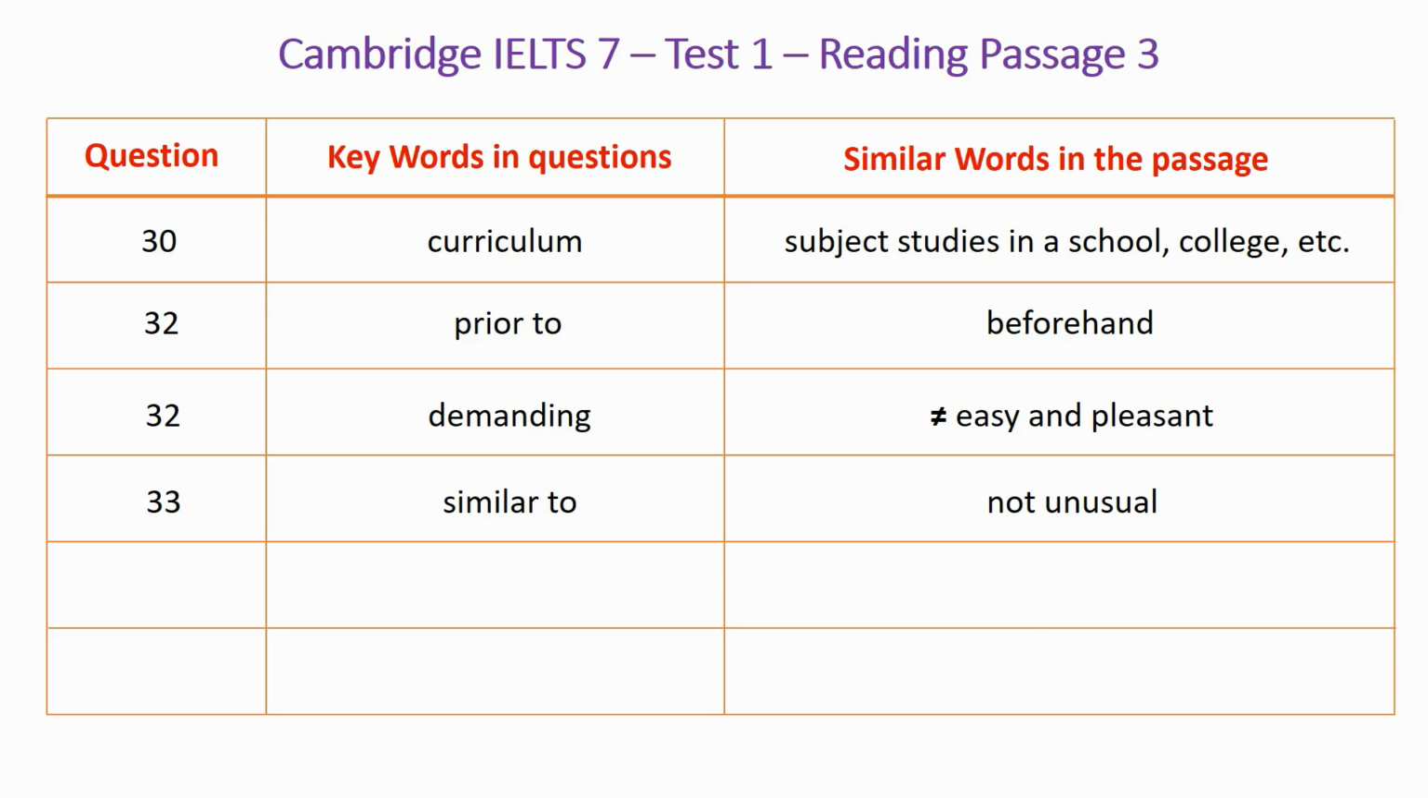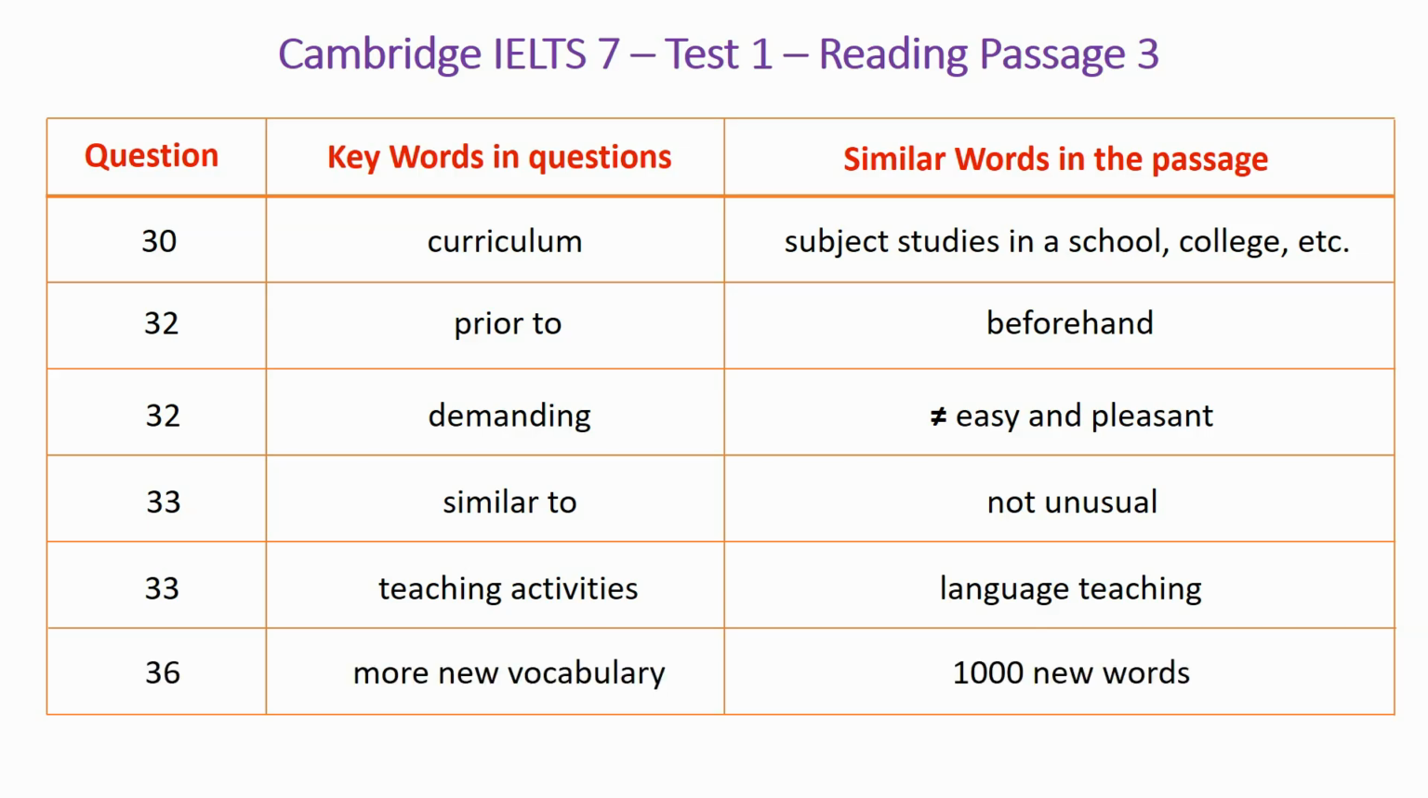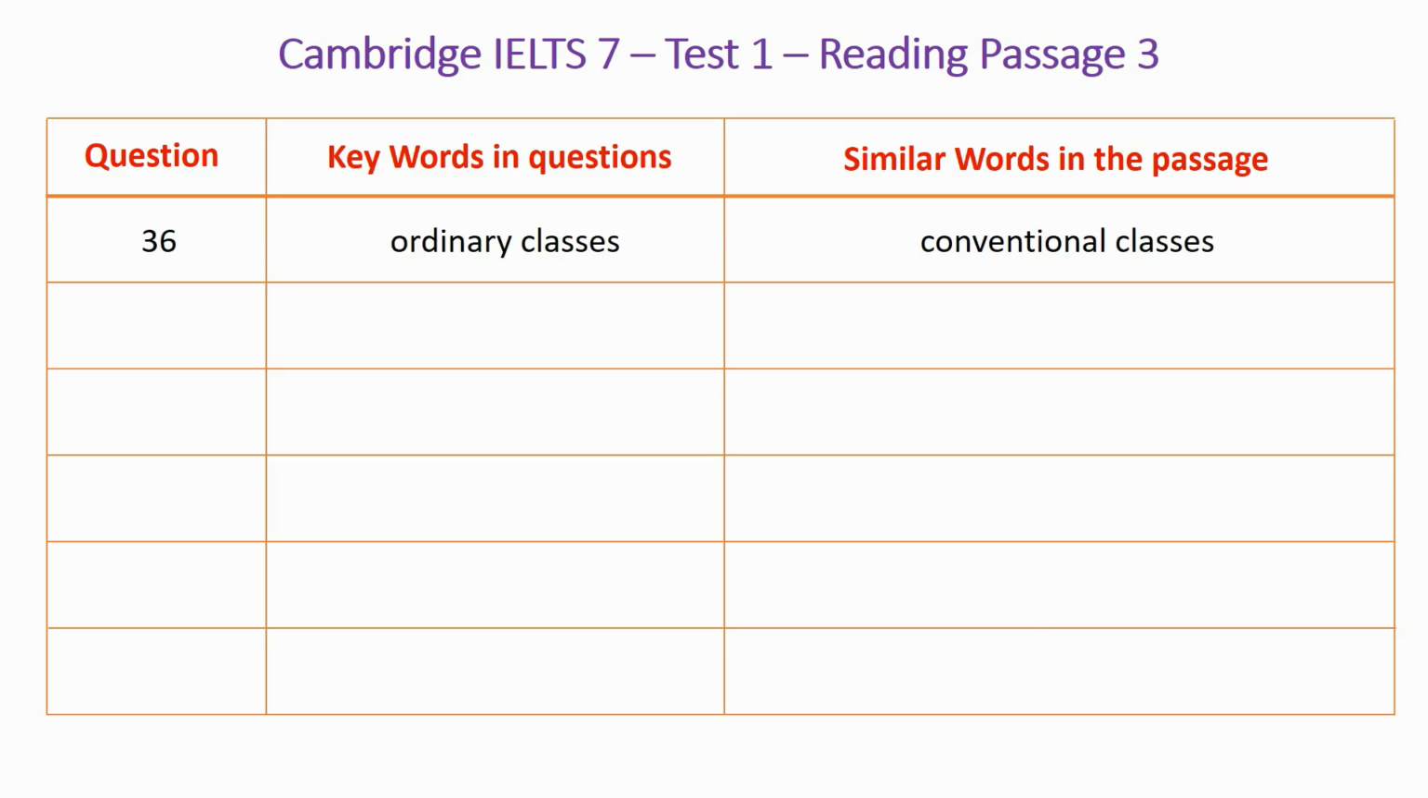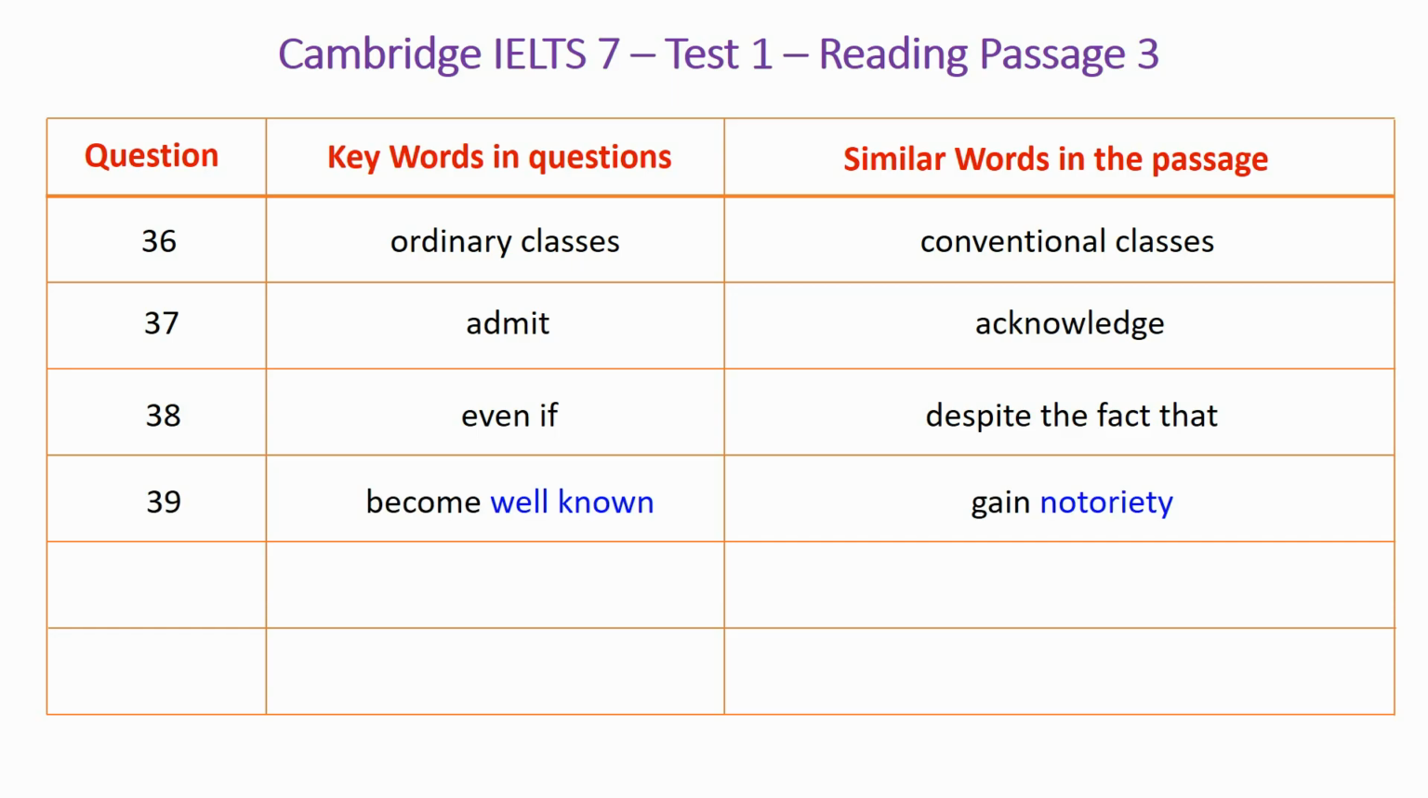Similar to, not unusual. Teaching activities, language teaching. More new vocabulary, 1,000 new words. Ordinary classes, conventional classes. Admit, acknowledge. Even if, despite the fact that. Become well known, gain notoriety. Well known and notoriety are equivalent to each other.